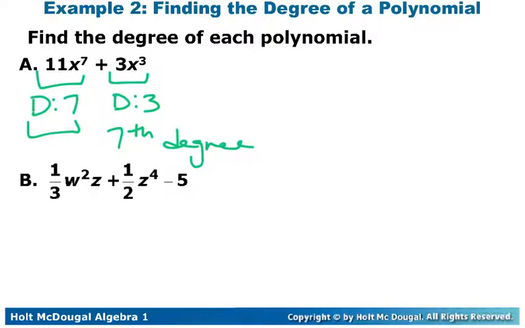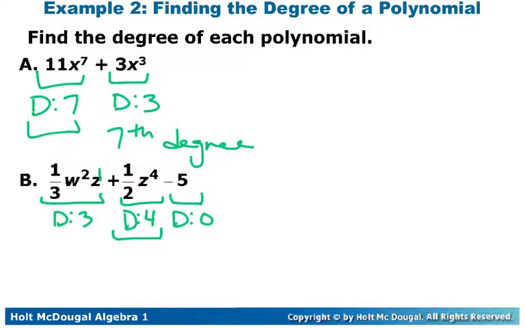This next one here, again, tries to trick you with all these fractions in it, but really we're just looking at the powers. So this one has a degree of 0 because it's a number. This one has a degree of 4. And this one has a combined degree of 3 with the 2 and the 1. So which one's the highest? The 4th degree, so 4 degrees. It's a 4th degree polynomial.